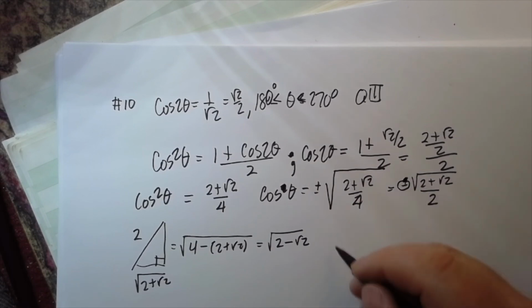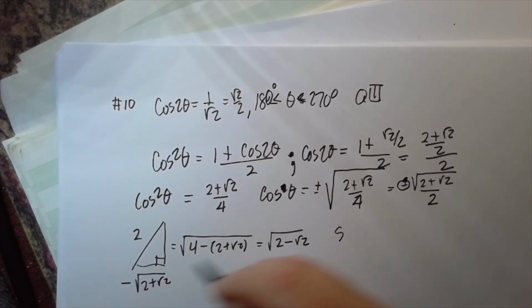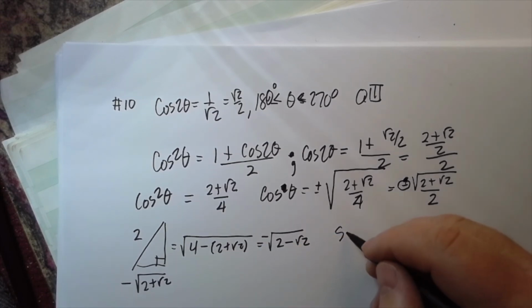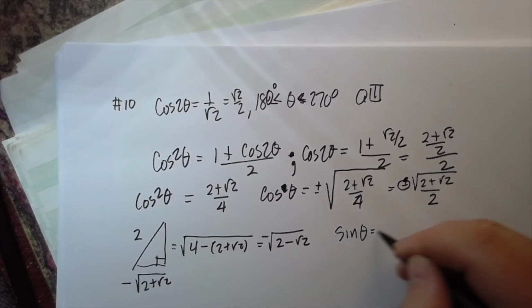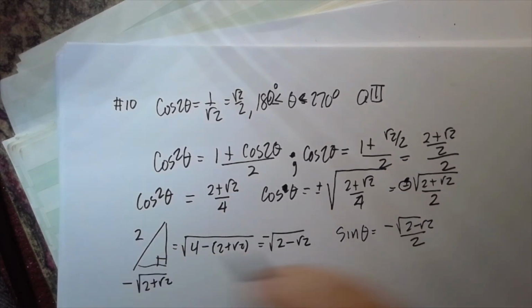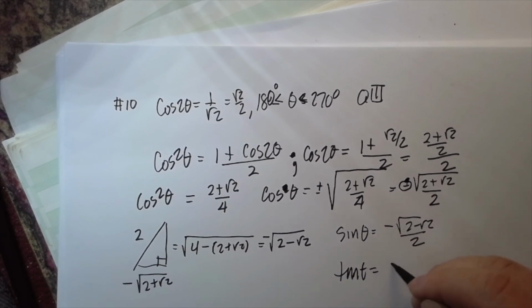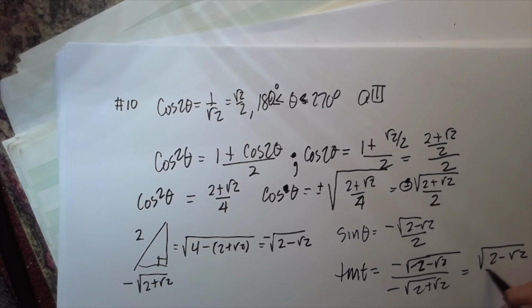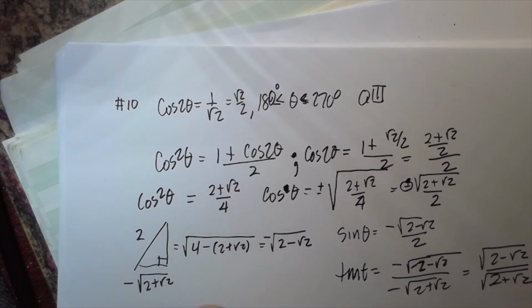So we have the cosine, that's this one. And again, this is negative, and it's in the third quadrant, so this would have to be negative, because both sine and cosine are negative in the third quadrant. So the sine of theta would be negative square root of 2 minus square root of 2 all over 2, opposite over hypotenuse. And tangent of theta would be opposite over adjacent, so this would be 2 minus square root of 2 all over minus 2 plus square root of 2, or I suppose we could rationalize the denominator, but I'm not going to.